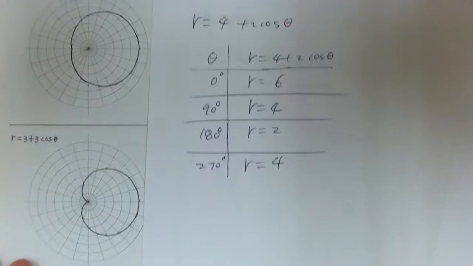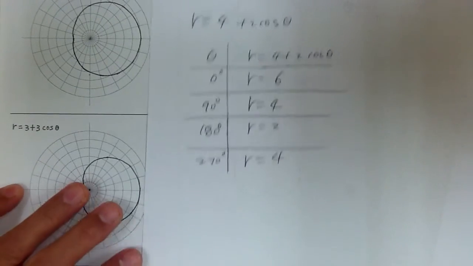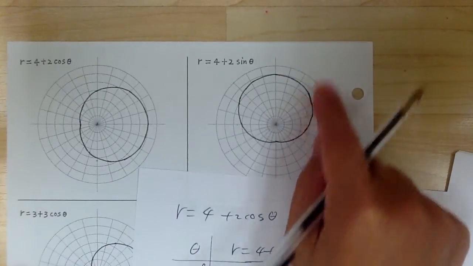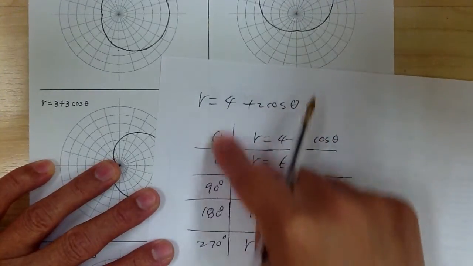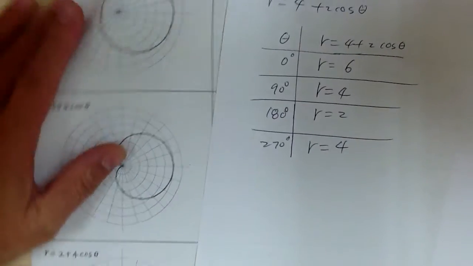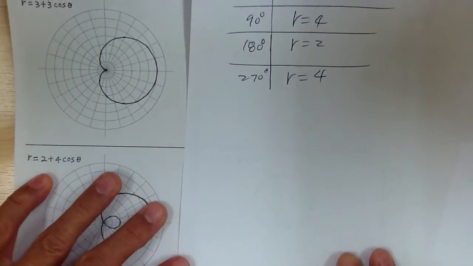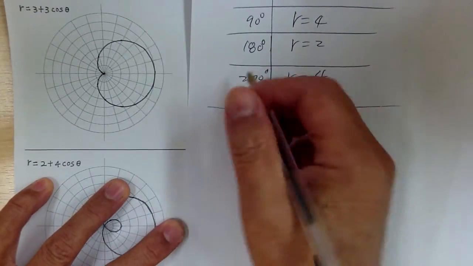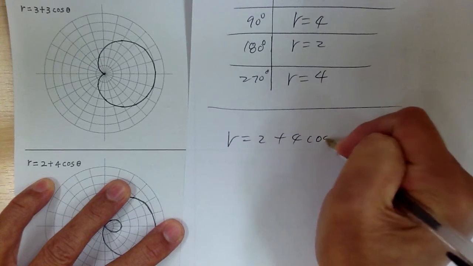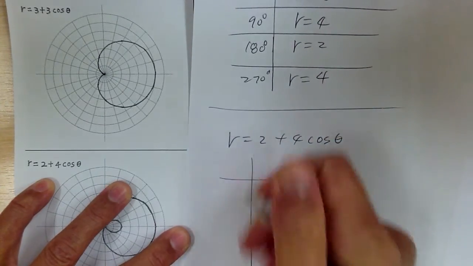Okay. Now for this one, you don't have to worry about rotation. For this type, don't worry about rotation. Just do the same thing. Get these 4 values and just connect the dots. Okay. So let's go and do this one here. If you have r equal to 2 plus 4 cosine of theta, you can make a table.